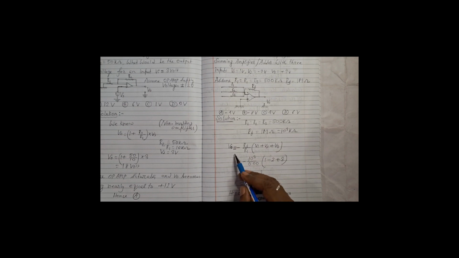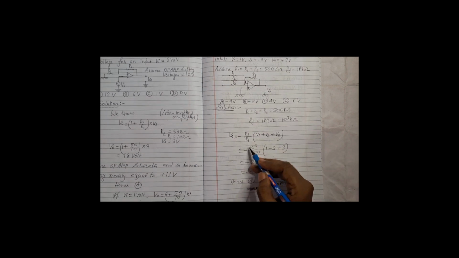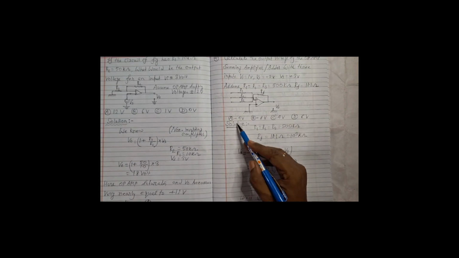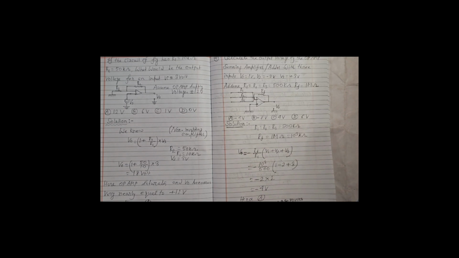For this circuit, we know that V0 equals minus RF by R1 into (V1 plus V2 plus V3). Putting the values in this equation, we get minus 4 volt. So minus 4 means we get option A. So option A.